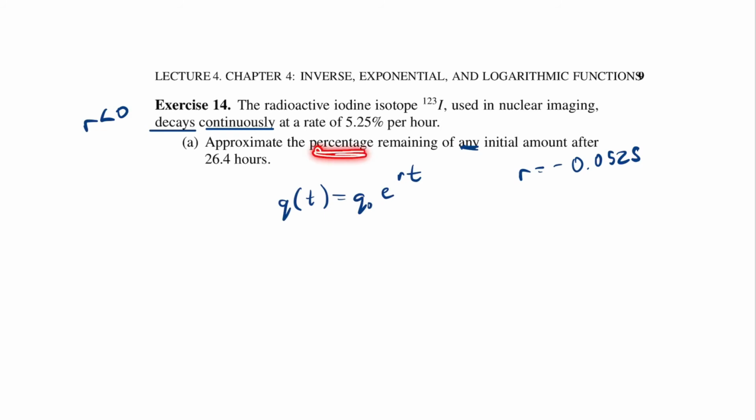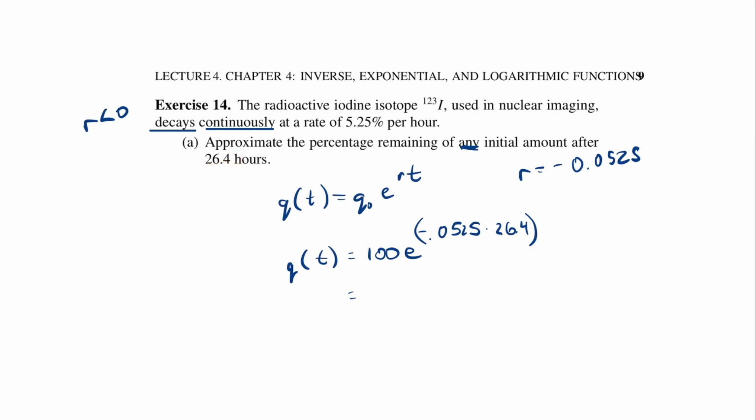For percentages, I recommend using 100 because your final answer will tell you what percent remains after this amount of time. So let's use 100 for the initial amount, and then we have e to the negative 0.0525, and we have time times 26.4. So type it in exactly the way you see it, and whatever we get, that is the percentage that remains after this amount of time.